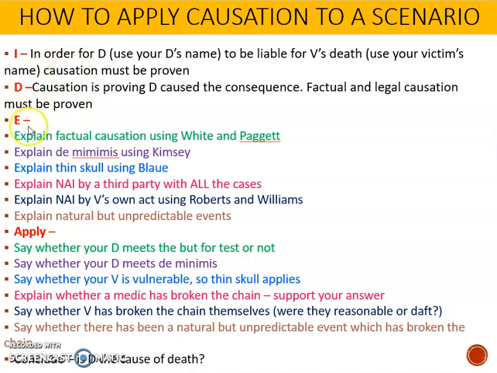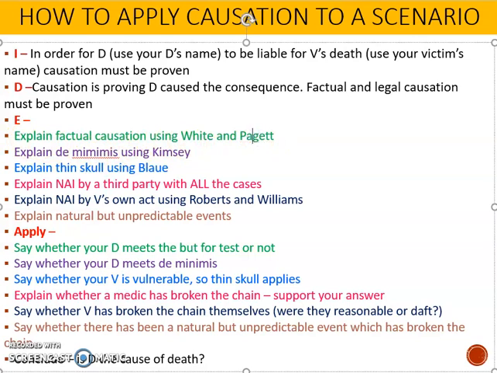We then need to explain with cases what we've just defined. And I've used some different colours here just to try and make it a bit clearer for you. So I now need to explain all of the rules on causation. And basically your E, you should be writing out what's in your booklet. So you're going through all of the rules on causation in exactly the same order that we went through them in class. So you're going to explain factual causation using White and Paget. Sorry, there's a spelling mistake there.